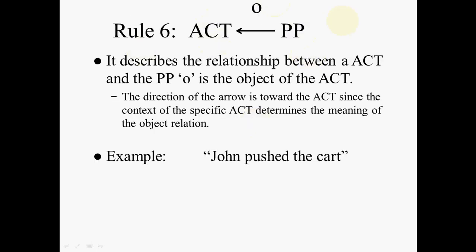Rule number 6 is a very interesting rule. As you can see, there is an O written on top of this arrow, and O defines the object relation. It simply means ACT is the action and this PP is an object which is involved in this particular action. So what is rule number 6? It describes the relationship between an act and the PP, and O is the object of the action.